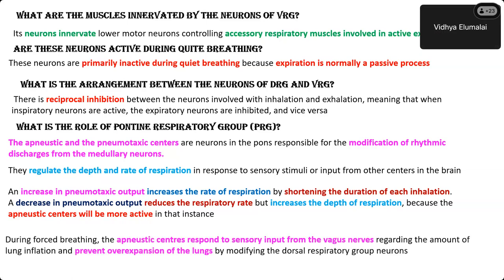Okay? During post breathing, the apneustic centers respond to sensory input from the vagus nerve regarding the amount of lung inflation and prevent overexpansion of the lungs by modifying the dorsal respiratory group. So the apneustic center not only increases the depth, but also prevents the overstretching of the lungs.